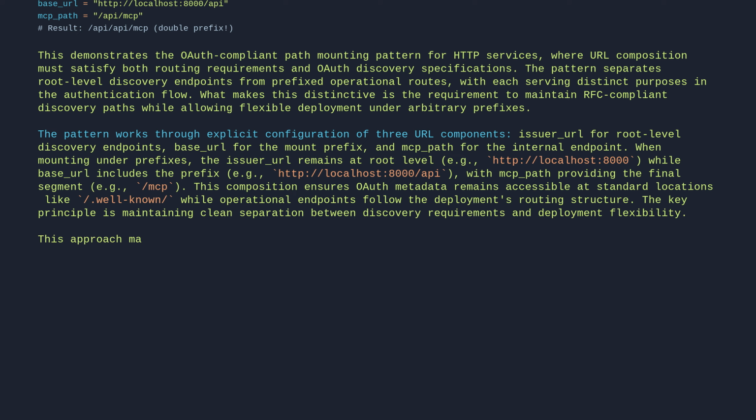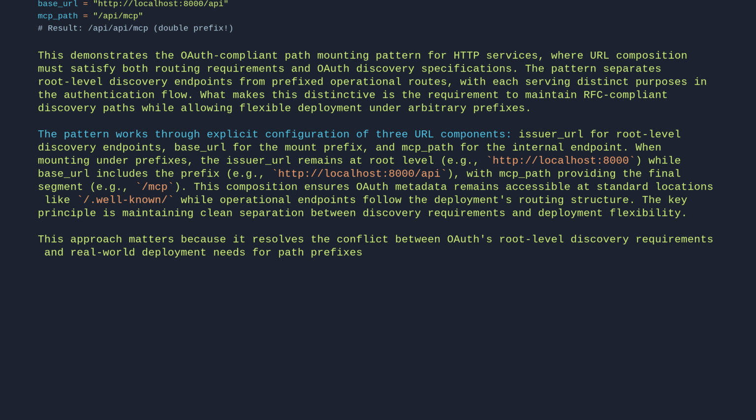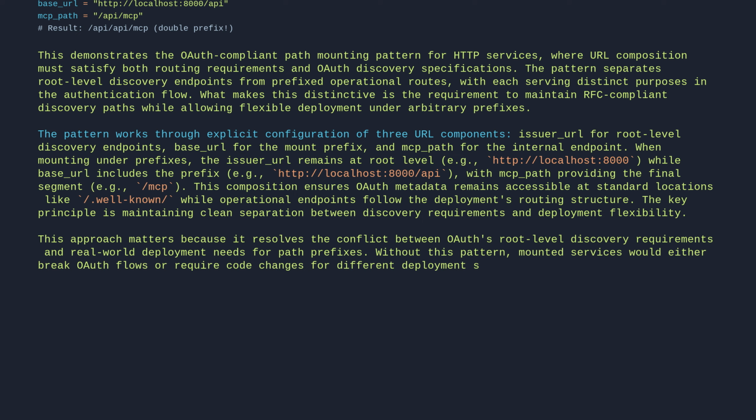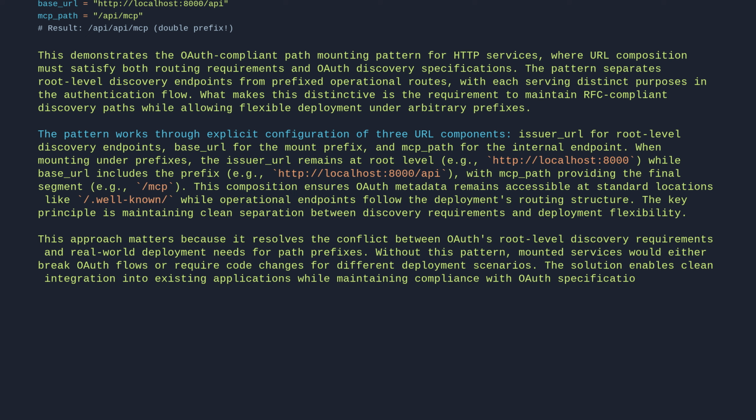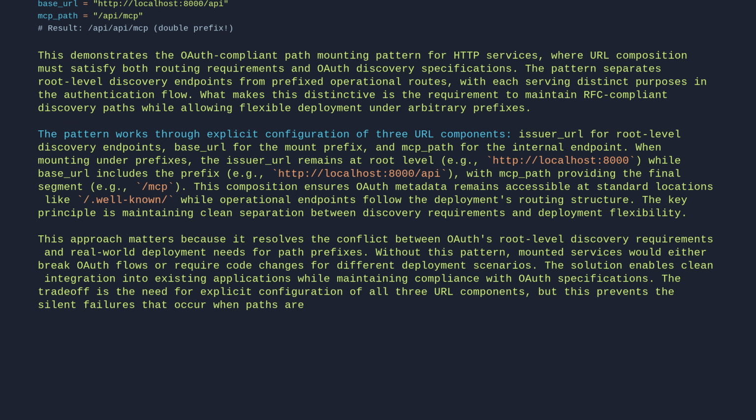This approach matters because it resolves the conflict between OAuth's root-level discovery requirements and real-world deployment needs for path prefixes. Without this pattern, mounted services would either break OAuth flows or require code changes for different deployment scenarios. The solution enables clean integration into existing applications while maintaining compliance with OAuth specifications. The trade-off is the need for explicit configuration of all 3 URL components, but this prevents the silent failures that occur when paths are improperly composed. Let's break it down line by line.